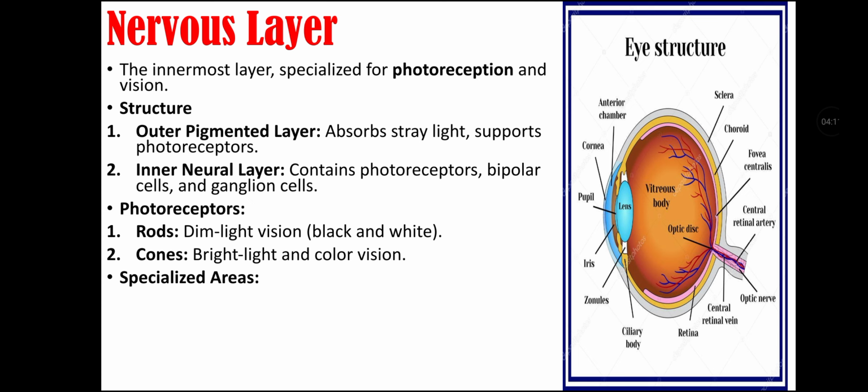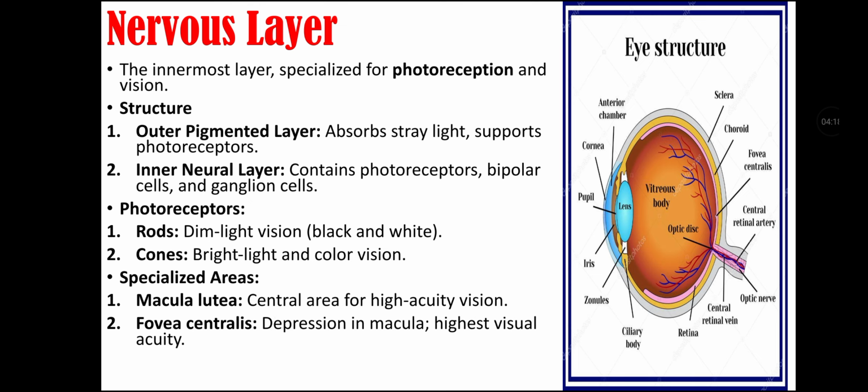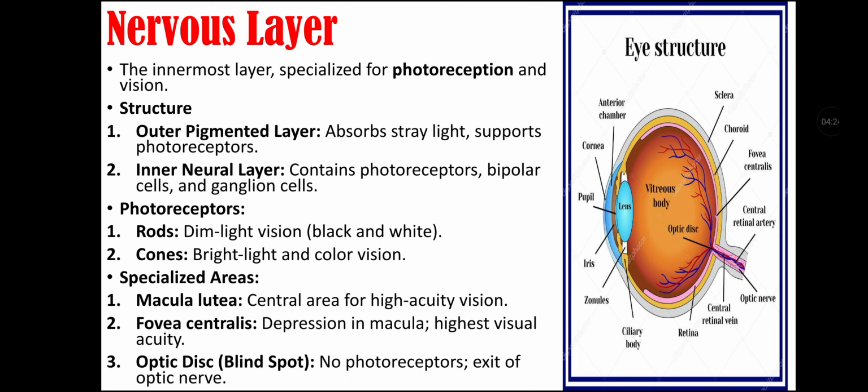Specialized areas in nervous layer. First area is macula lutea, that is central area for high acuity vision. Second area is fovea centralis, that is a depression in macula that has highest visual acuity. Third area is optic disc, that is also called as blind spot. At this area there are no photoreceptors and this is the area of exit of optic nerve.